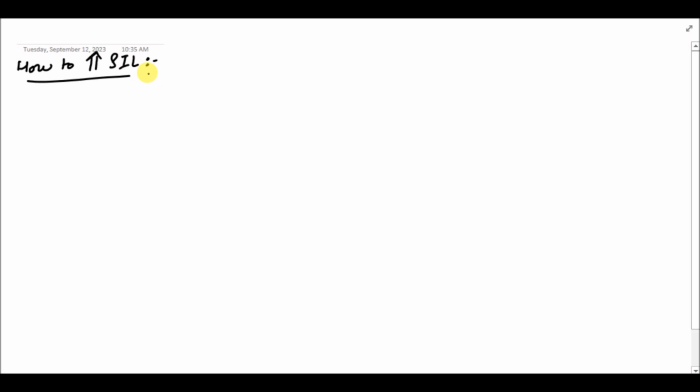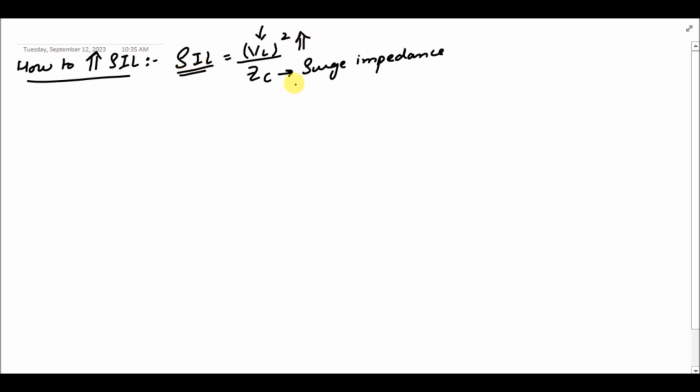So from the last lecture we know that SIL is equal to VL square over ZC. So this is the line voltage squared divided by the surge impedance. In order to increase the surge impedance loading, either we have to increase the transmission line voltage or we have to decrease the surge impedance of the line. But the increment of VL is expensive because we have to use larger transformers. So rather than increasing VL, we will try to reduce the surge impedance of the line.